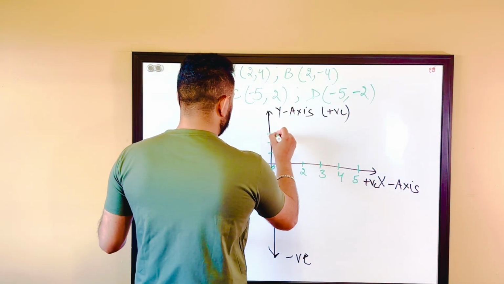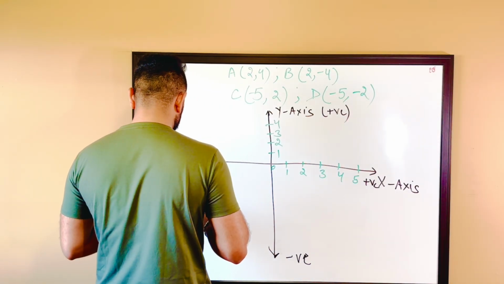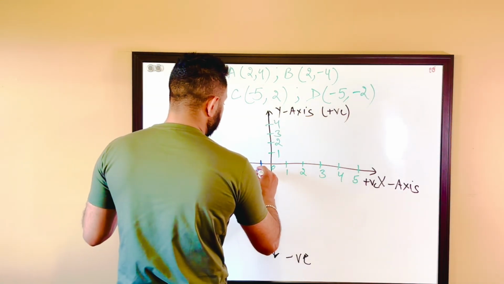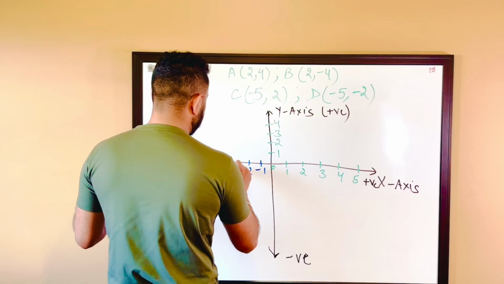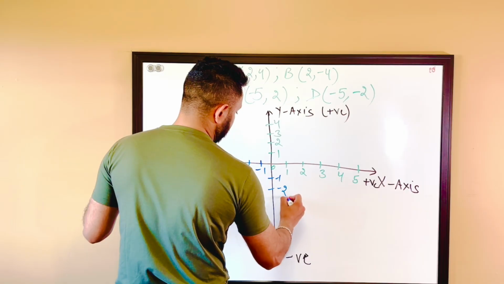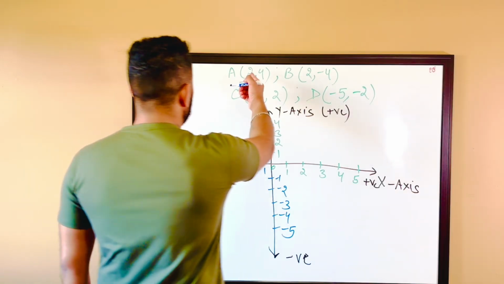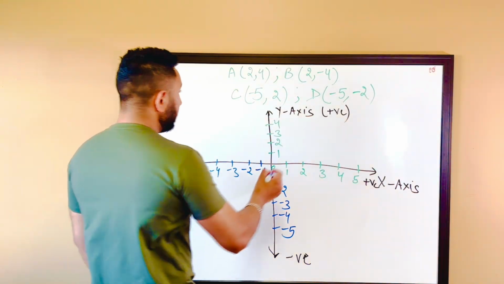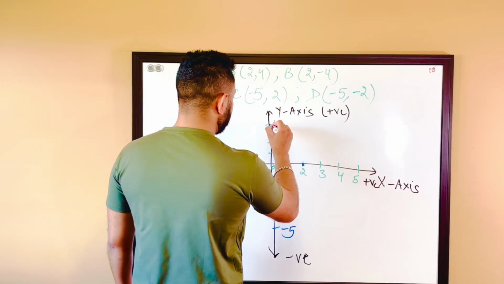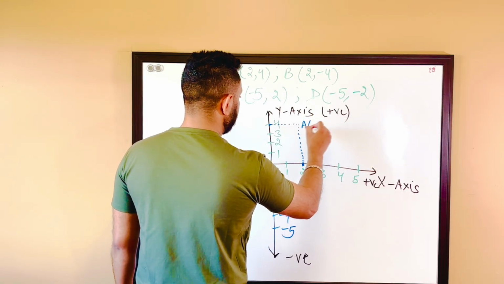This is 1, 2, 3, 4 and this is minus 1, minus 2, minus 3, minus 4, minus 5 and minus 5. So now we're gonna locate this point A here. So this is 2 and this is 4. So the location of this point is here.